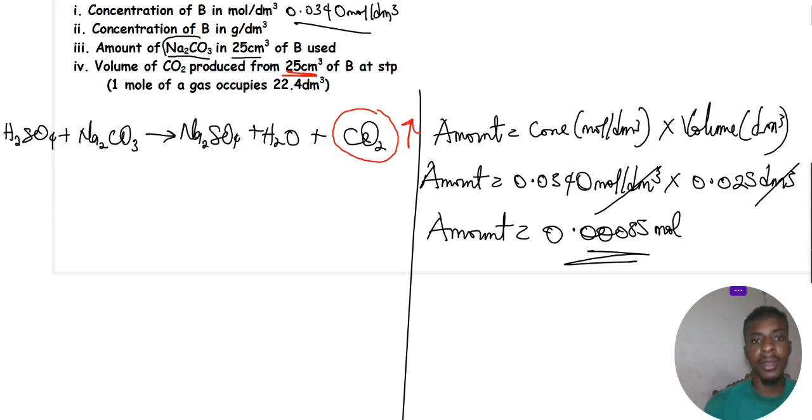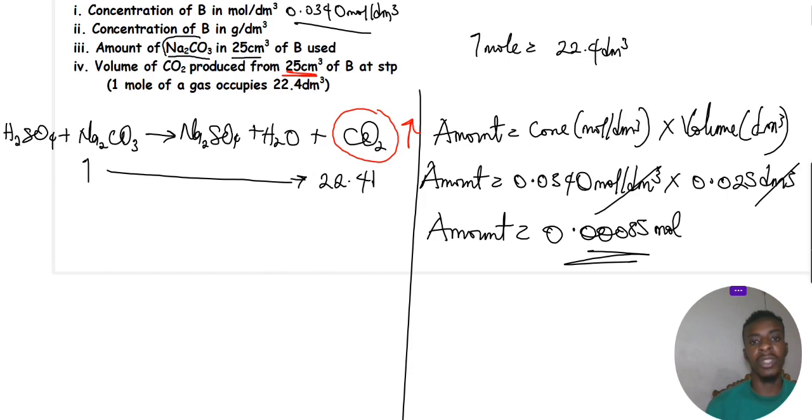We can do that by using this simple relationship. From the reaction, you know that 1 mole of sodium carbonate is producing 1 mole of CO2, and 1 mole of a gas occupies 22.4 dm cube. So 1 mole of this is producing 22.4 dm cube of CO2 gas. Then from the reaction, we use 25 cm cube of 0.0340. This is the concentration of B, and this is the volume we use for our pipette.